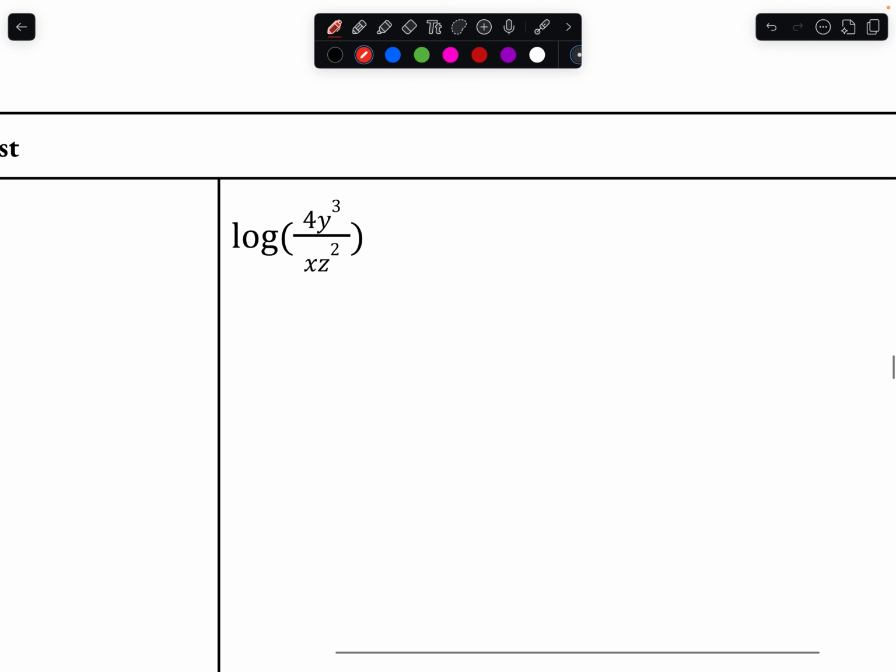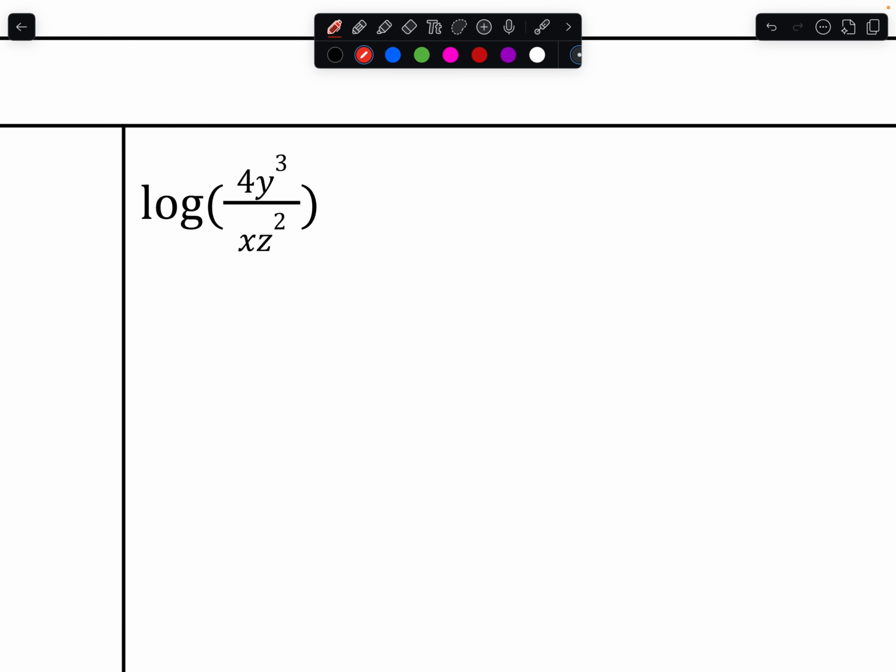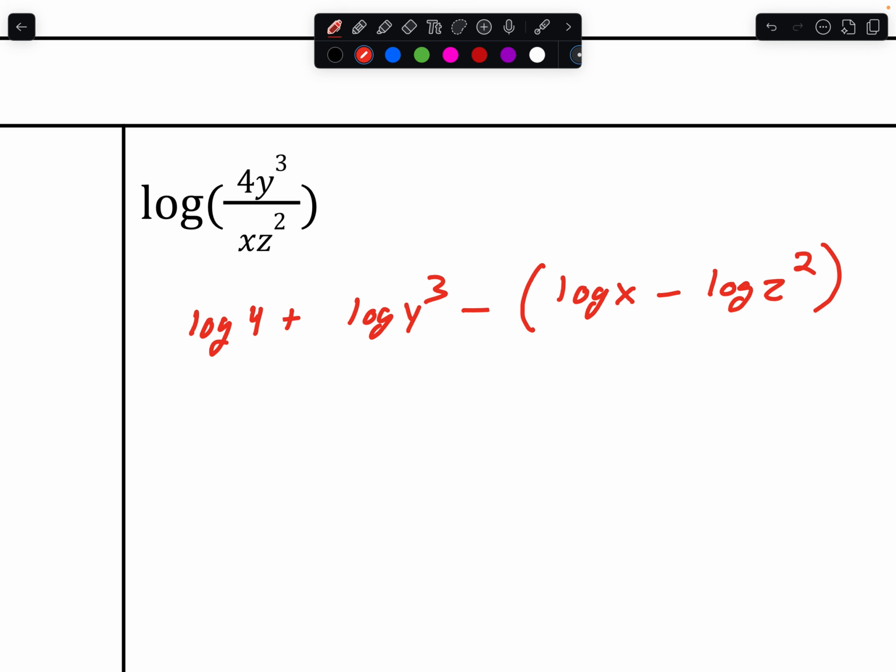All right, moving on to this next one right here. Now you've got to be careful with division here because we're dividing that whole thing by that whole thing. Okay, so watch what I'm going to do here. I'm going to say, well, we're taking the log of 4 plus the log of y to the 3rd. And now we're dividing by, so I subtract, we're dividing by this entire thing. So log of x minus log of z squared, right? Because this entire base you're dividing by.